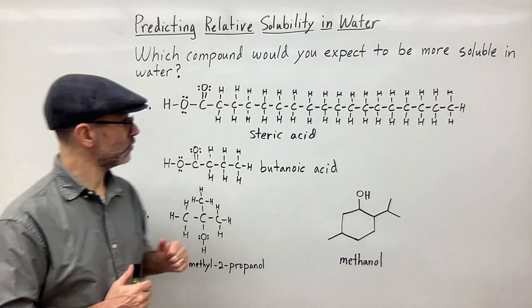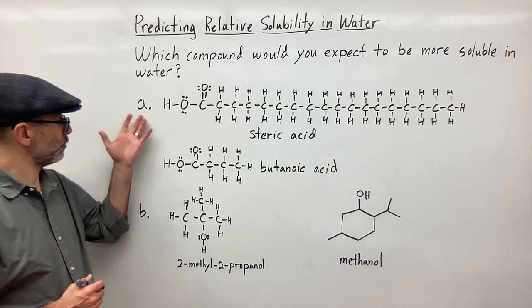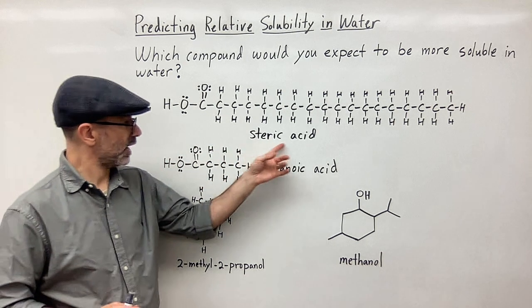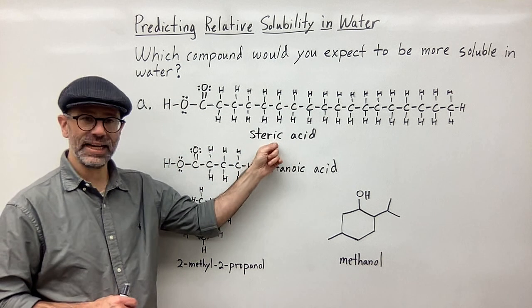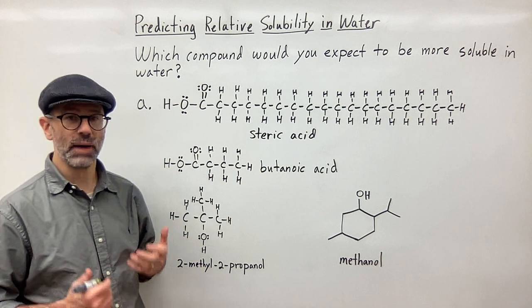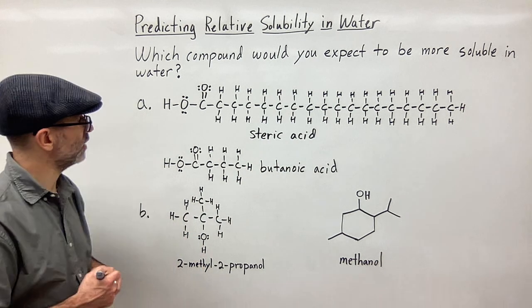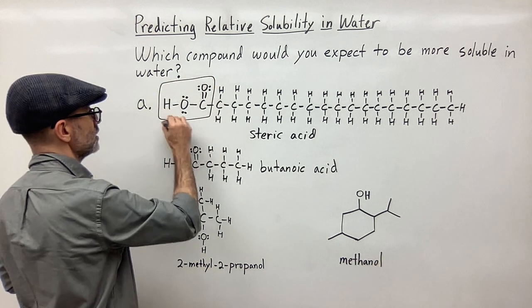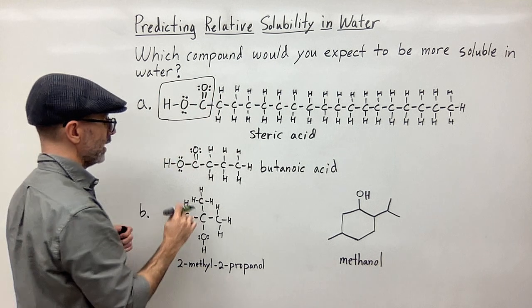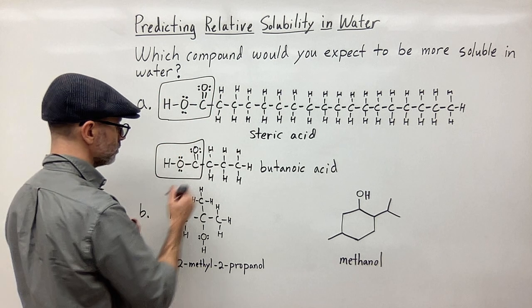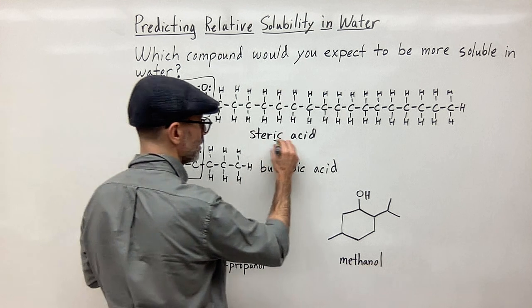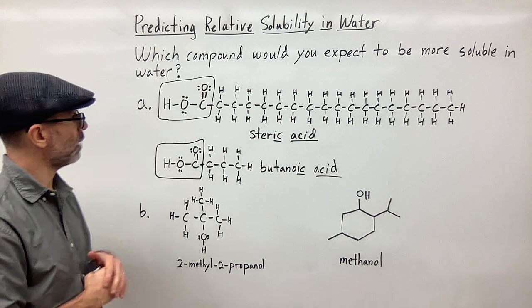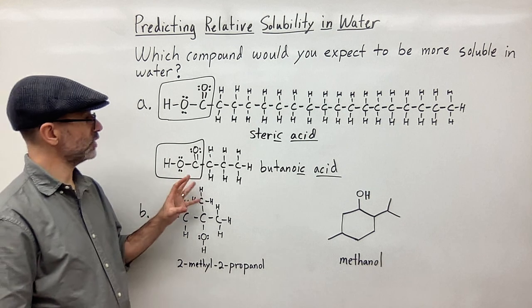Okay, so let's look at these two examples. For A, we're given stearic acid and butanoic acid. Here, the "ic acid" ending should tip you off that this is a carboxylic acid. The carboxylic acid group is this group right here, the C double bond O, OH, and we have it here as well. So that "ic acid" tells you that it's a carboxylic acid group, and so we have two carboxylic acids here.